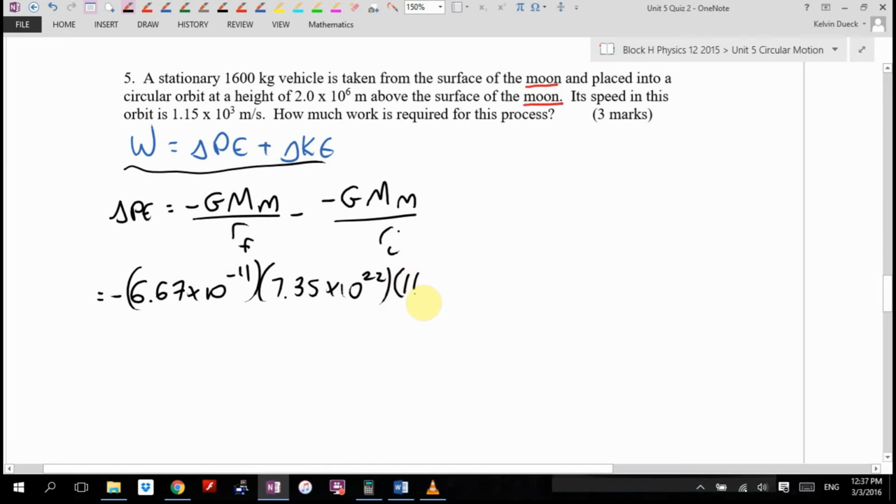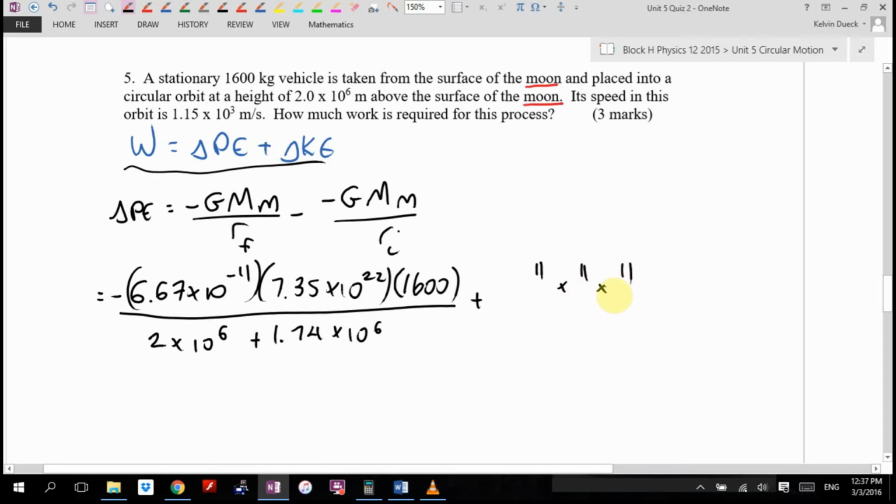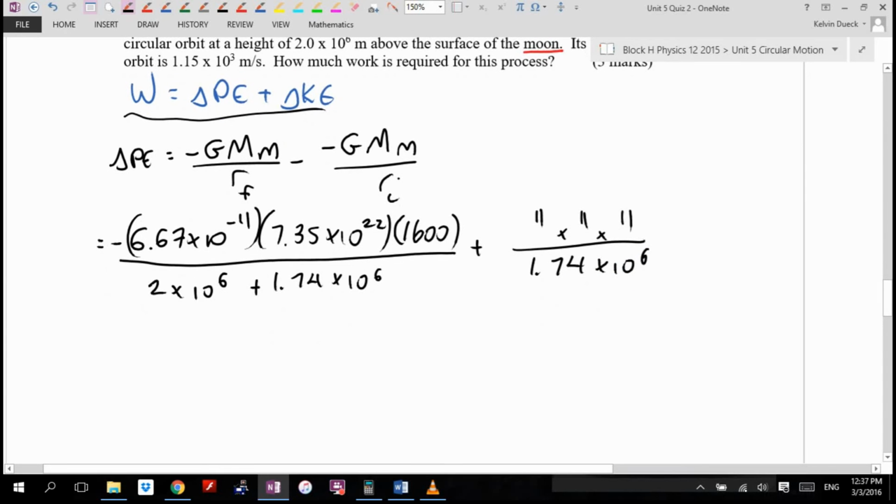Mass of the satellite, all over R final. Did they give me the radius or did they give me a height in this question? Oh, so it's going to be 2 times 10 to the 6th plus the radius of the moon, 1.74 times 10 to the 6th. Plus, same thing times same thing times same thing divided by 1.74 times 10 to the 6th. Whew! Lots of work for one question, no pun intended.